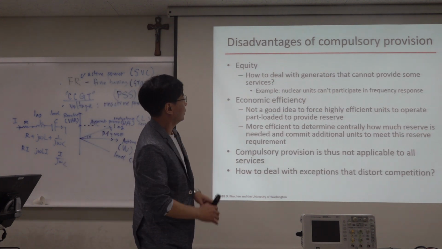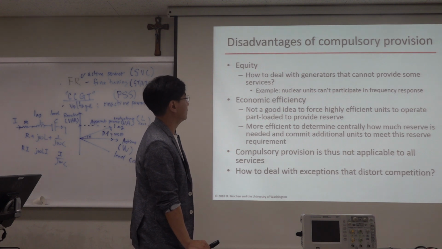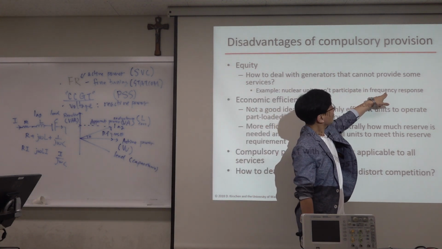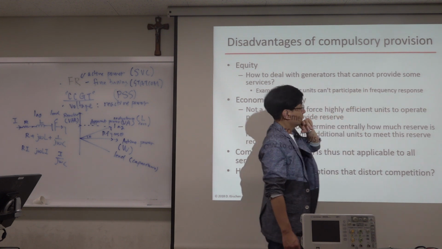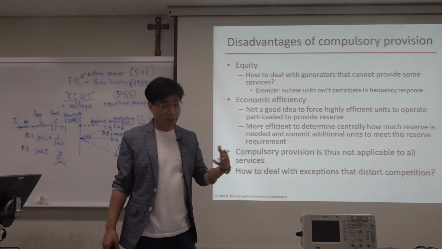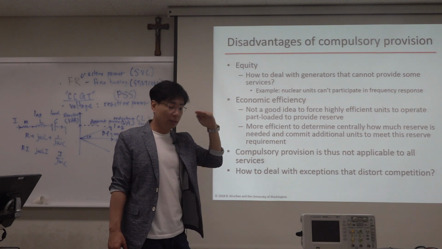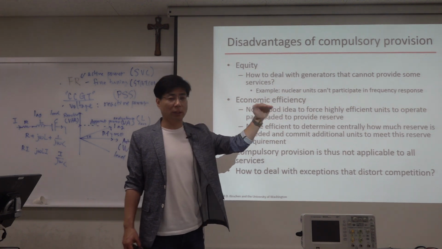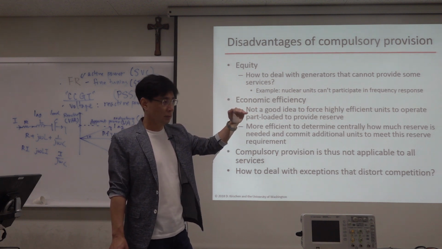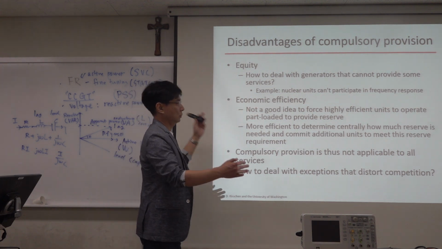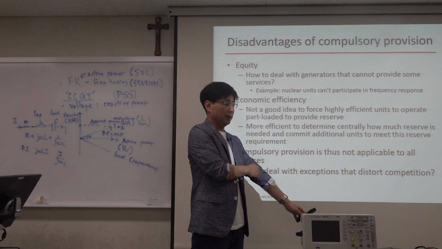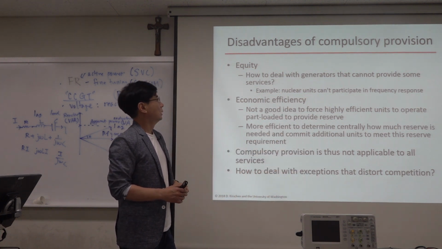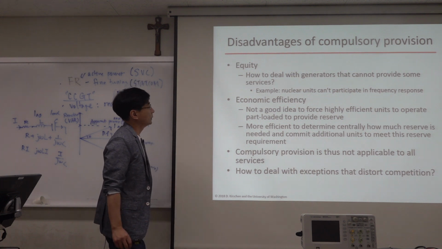Equity. How to deal with generators that cannot provide some services. For example, nuclear units cannot participate in frequency response, frequency regulation, because a nuclear power plant cannot adjust its output power. It is just constant generation at the cheapest price. Okay, so mandating all kinds of ancillary services for all generators is not efficient.